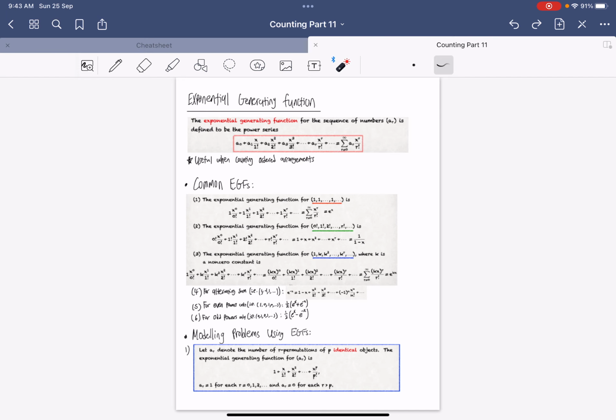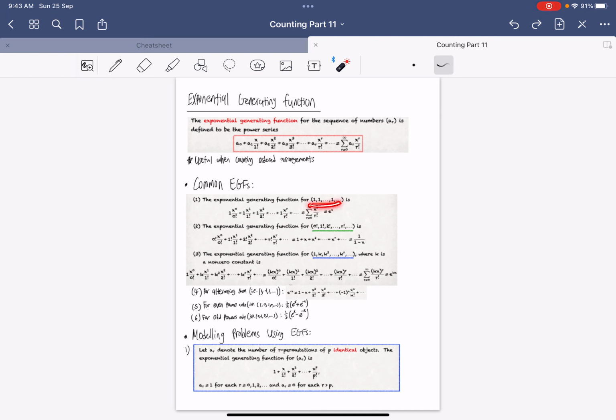Unlike the ordinary generating functions, which are defined for the sequence of x, x squared, x cubed, the coefficients now are of the form of the power series a1 x over 1 factorial plus a2 x squared over 2 factorial. The reason for that is that if all of these coefficients are 1, you get back e^x, e to the power x. And that's why it's called exponential generating function. We'll see later how it can be used to count ordered arrangements. But we'll continue now with some common EGFs.